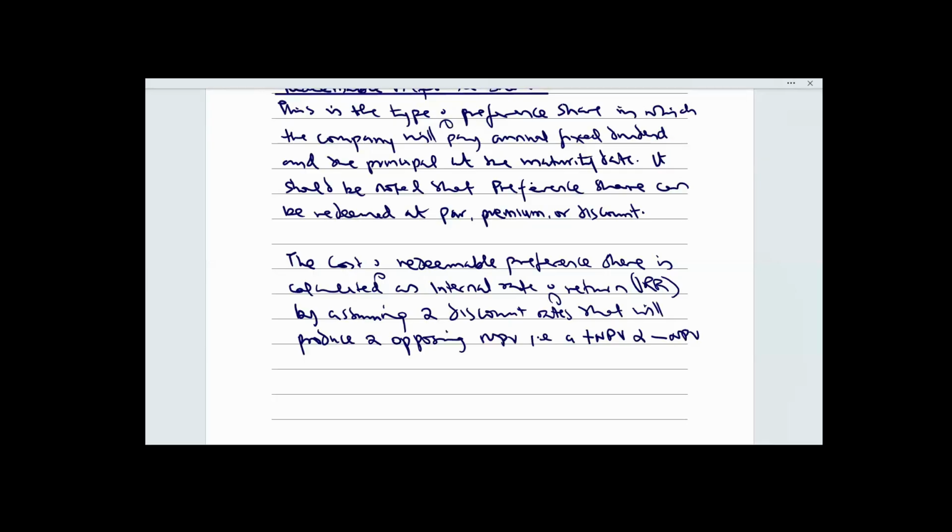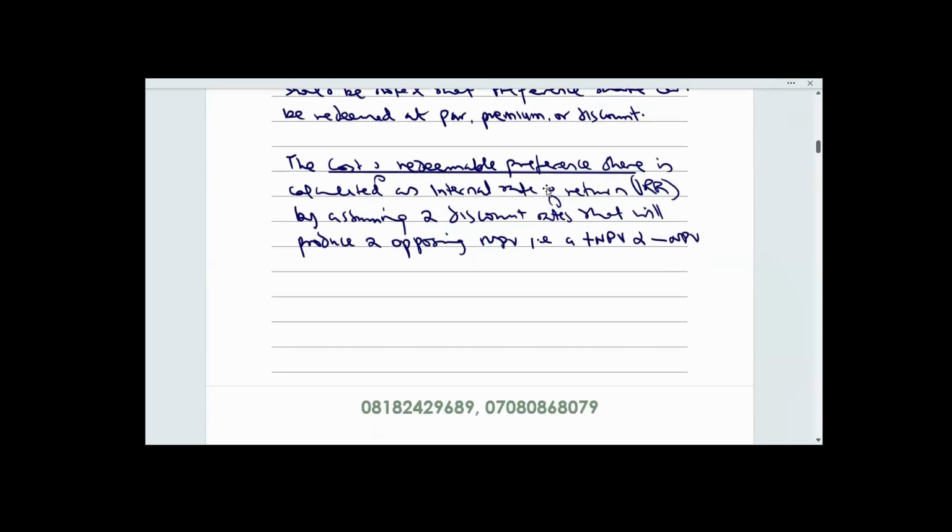Whenever you are asked to calculate cost of redeemable preference shares, simply go ahead and calculate internal rate of return. It's as simple as that. How do you then calculate internal rate of return? Two procedures. One, you assume two discount rates that will produce two opposing NPV. Then two, you calculate internal rate of return. That's all. The internal rate of return is the same thing as cost of redeemable preference share.